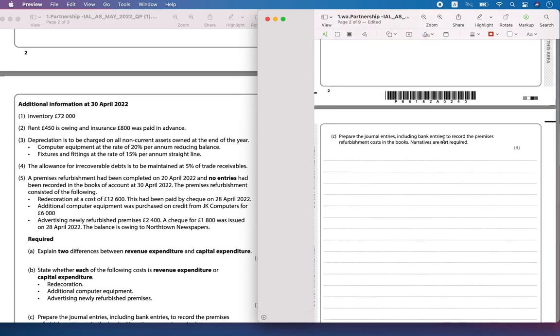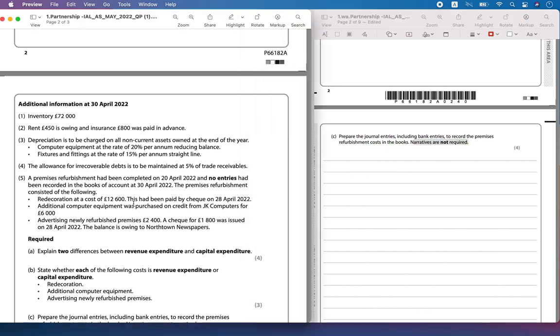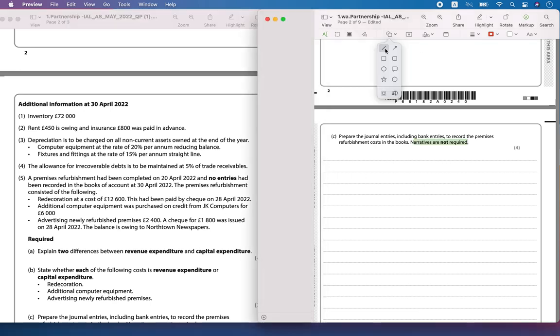Next, prepare the journal entries including the bank entries to record the premises refurbishment costs in the books. Narratives are not required. This is with regard to the additional information for the fifth one. A premises refurbishment had been completed on 20th April 2022 and no entries had been recorded in the books of account on 30th April 2022. The premises refurbishment consisted of the following. So let's start putting the journal entry.